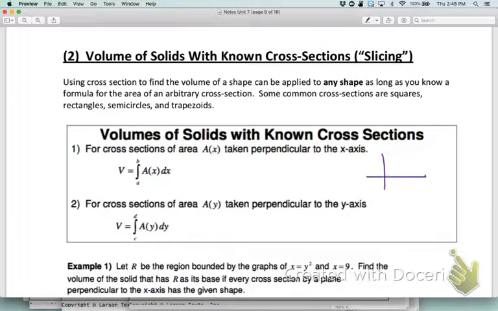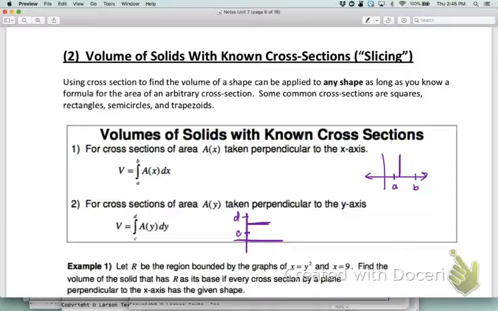So in this case, our limits of integration would be like from A to B like this. And our cross sections are going to be perpendicular to the x-axis. If your cross sections are perpendicular to the y-axis, then we're going to integrate with respect to y. And so C and D, your limits of integration, are going to come off of the y-axis, and then your slices are going to be perpendicular to the y-axis in that regard.